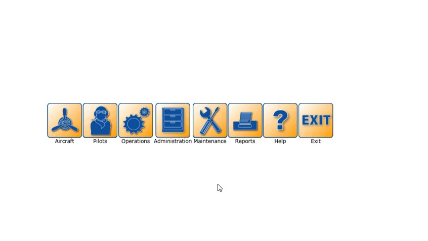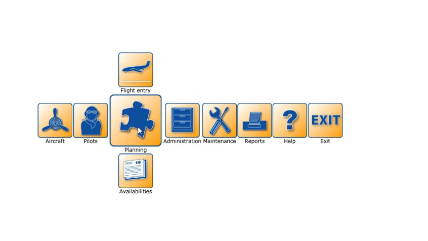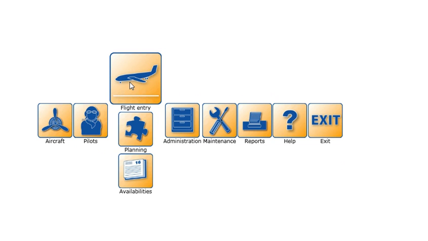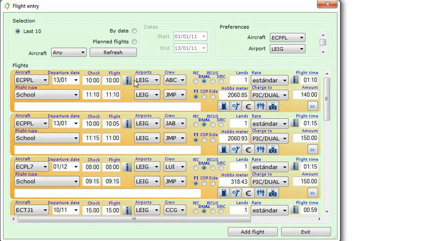Let's get a quick view of the flight entry window. It's accessed from the main menu and the flight entry option. The flight entry window is divided into two parts. The upper part is to decide which flights appear in the lower part of the window.